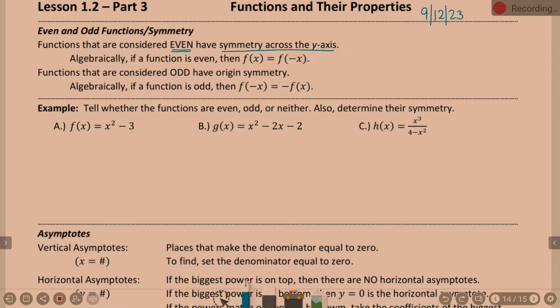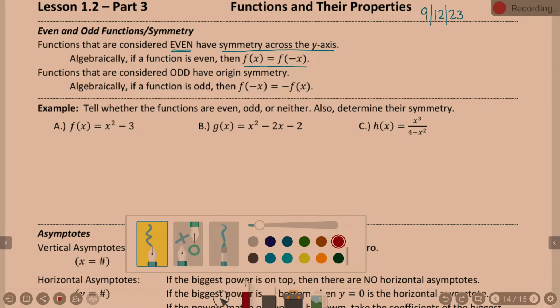Now, we don't always have access to a graph, and so algebraically, if a function is even, f of x is equal to f of negative x. So the function is equal to itself when you put negative x in place of x, and I'll demonstrate that, okay, and make that make sense.